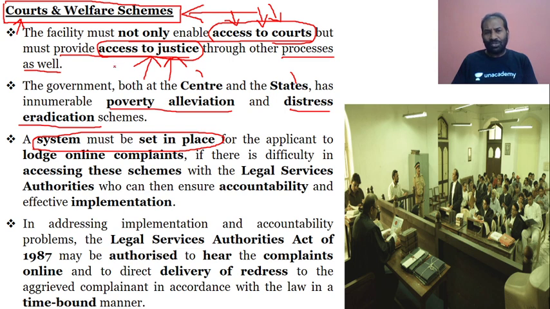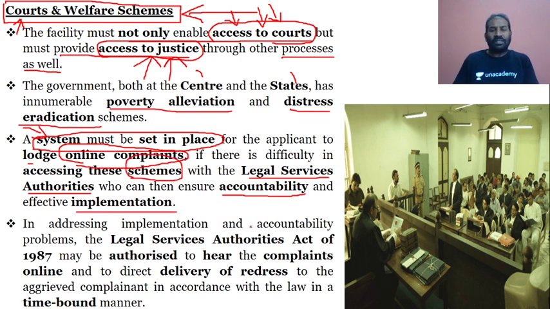And what should be in place in regards to access to justice is a system. Please do understand here, now we are coming to the actual point. A system has to be set in place that enables not only access to courts but access to justice. The system has to have online complaints, so the applicant can file an online complaint in regards to the e-courts and the welfare schemes, and this can go ahead with the legal services authorities. When the applicant lodges a complaint or petition online, it would be taken up by the legal services authorities, who will focus on whether the scheme is implemented.